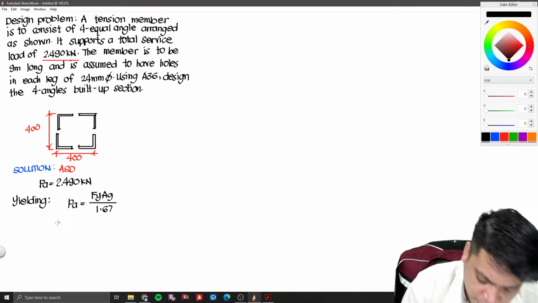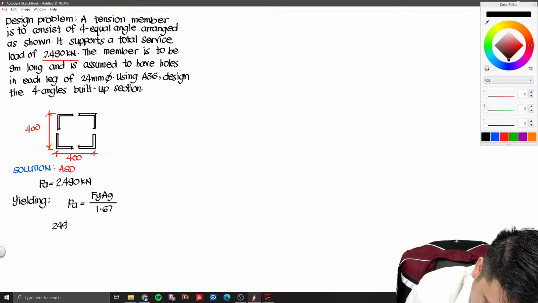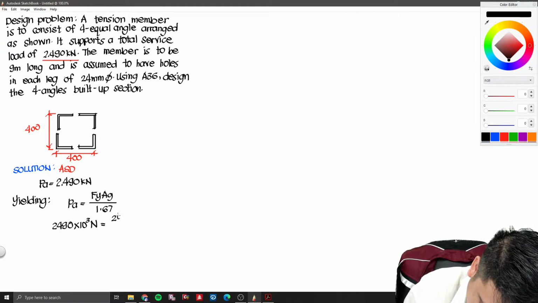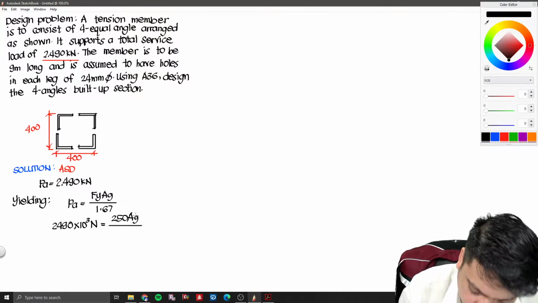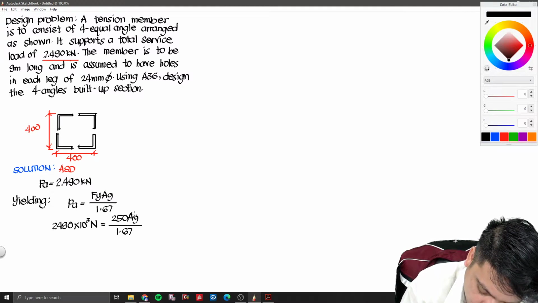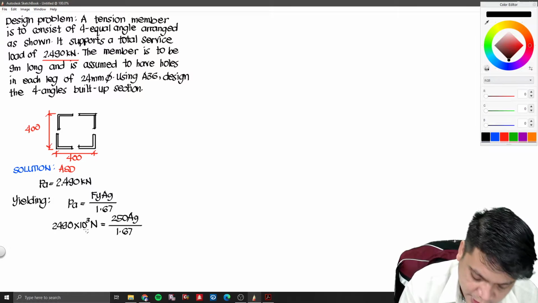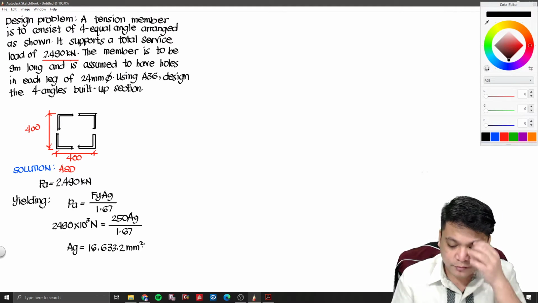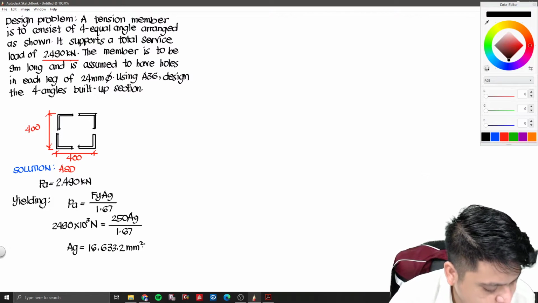Okay? So, meron tayong PA that's 2,490. Gagawin ko na lang siyang Newton. So, times 3 times 10 to the 3. So, we will be having here 250. Okay? And then, hinahanap natin is AG. And then, we divide it by 1.67. Okay? So, makakahanap tayo ng gross area. So, first, the gross area based on the yielding, it's 16,633.2 mm squared.